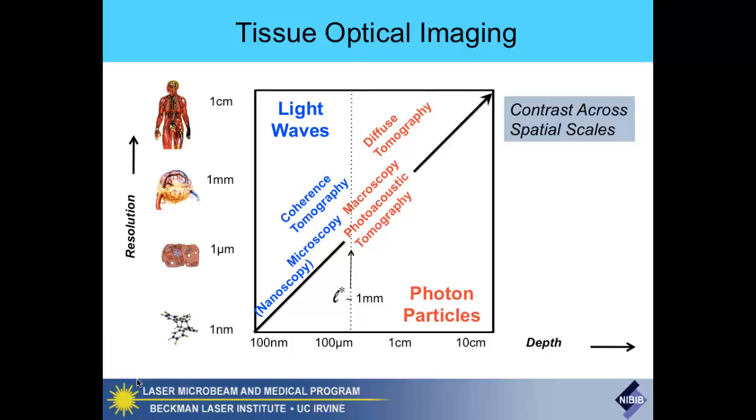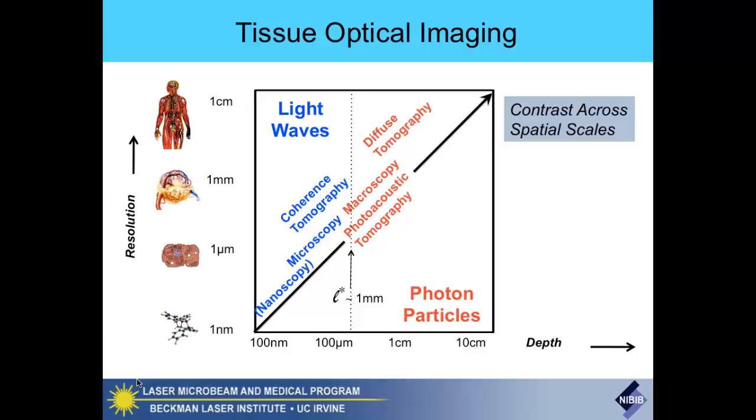So, tissue optical imaging. Here's the big picture, and you're getting the big picture this week. It's a simplified big picture, and there are just a couple of features I want to point out in this roadmap to help orient you as to where we are. On the y-axis, we have resolution, and on the x-axis, we have depth. This is not a quantitative picture, it's a cartoon, it's a schematic.